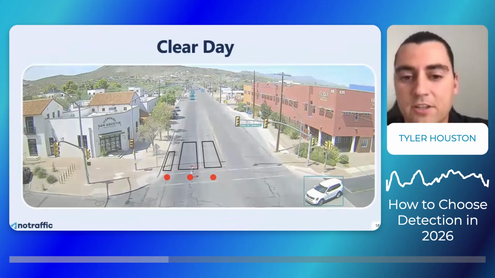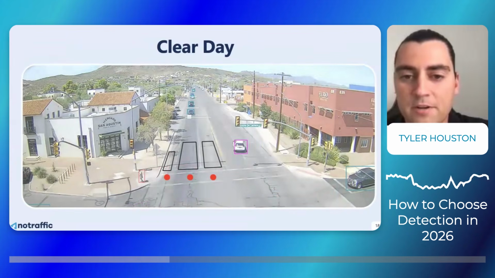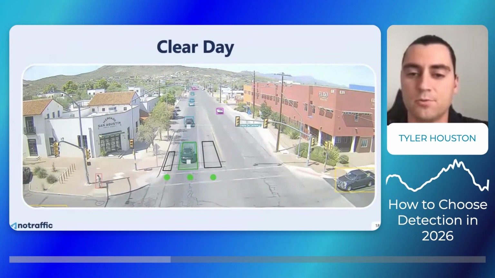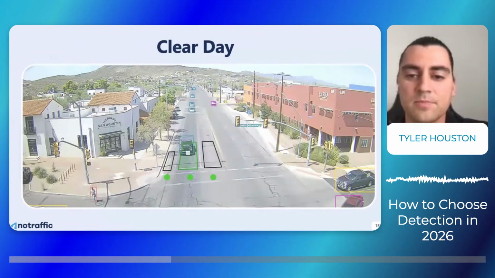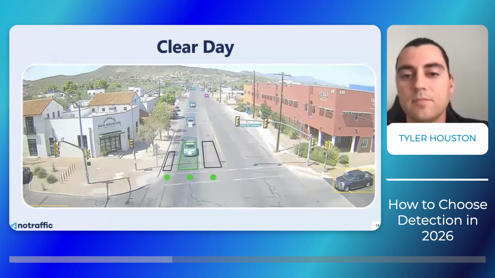Now, just looking at what our detection looks like, what you can see is we're detecting vehicles, both with video and radar. The video is going to be those bounding boxes, and then the radar is going to be those white boxes and radar lines. Then you can also see that we're detecting bikes and peds.